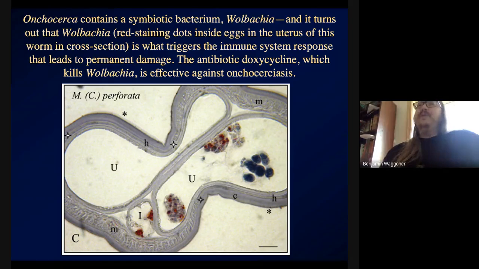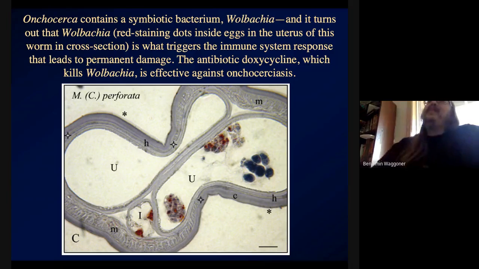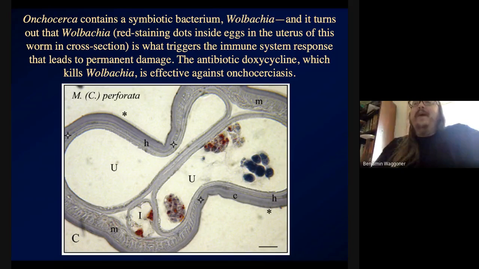Wolbachia is freakish and cool. It's found in a lot of insects as well, insects and nematodes. It's an intracellular parasite that's passed on from one generation to the next in the cytoplasm of the egg. Not you personally, you can't get Wolbachia, but infected insects and roundworms pass on Wolbachia from one generation to the next through the mother's egg cytoplasm.